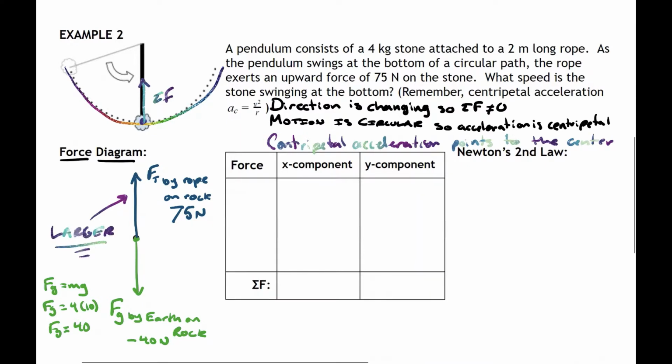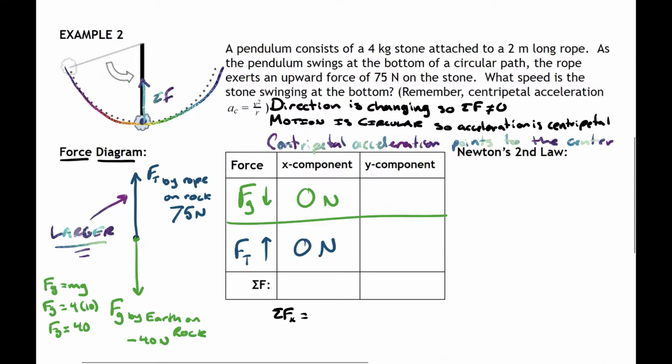Now let's fill out our force table. We have a force of gravity that points downwards, which means there's no horizontal component. We have a tension force that points upwards, which means there's no horizontal component. The net force in the x direction is the sum of all those forces, so if we add up 0 plus 0, we get 0 newtons in the horizontal direction.